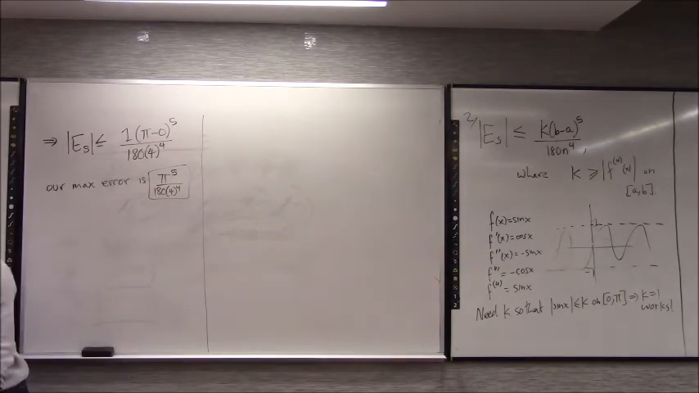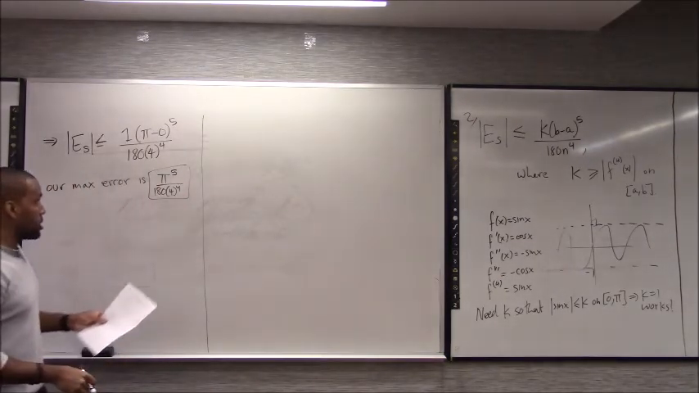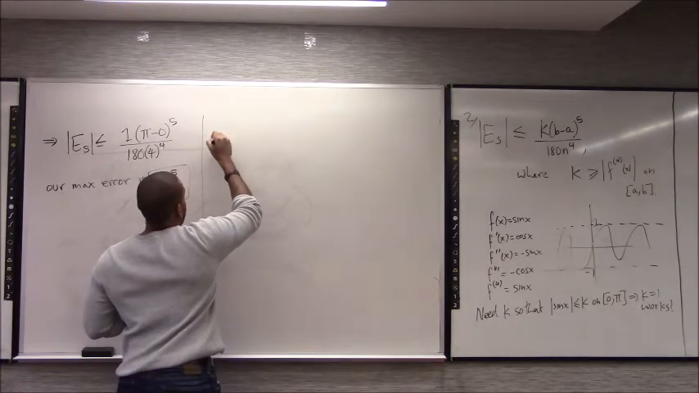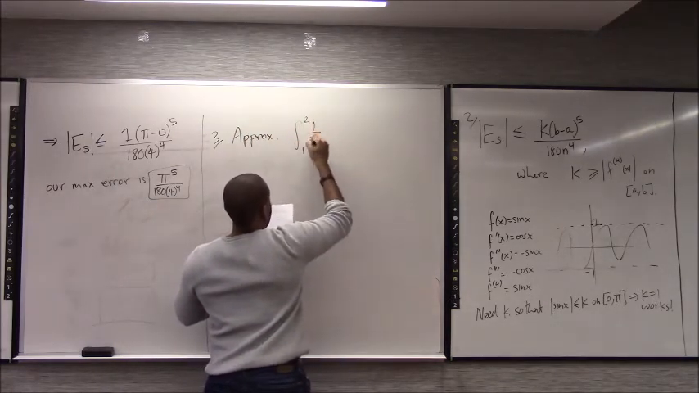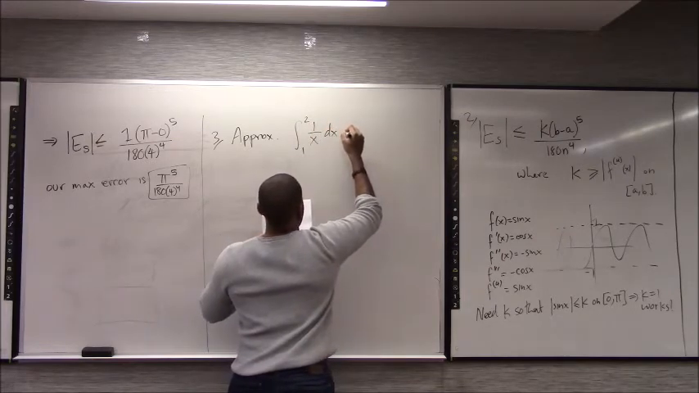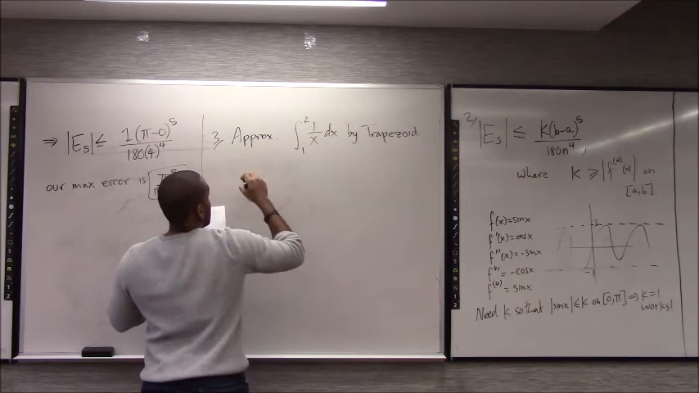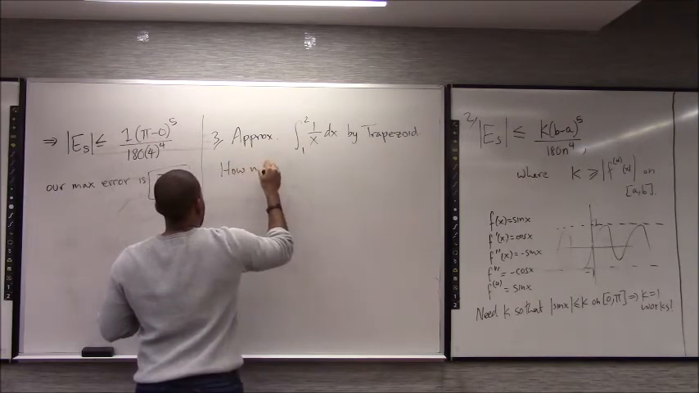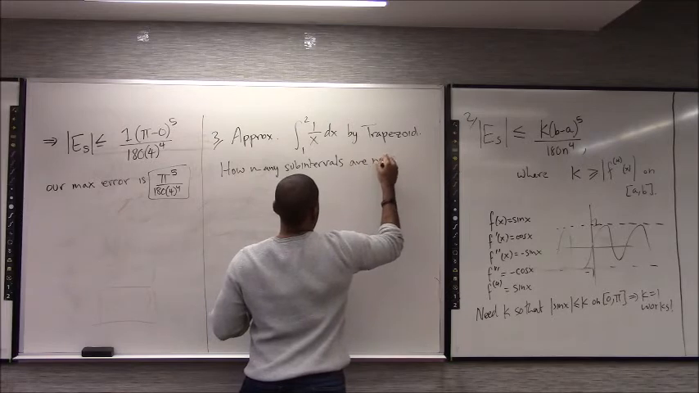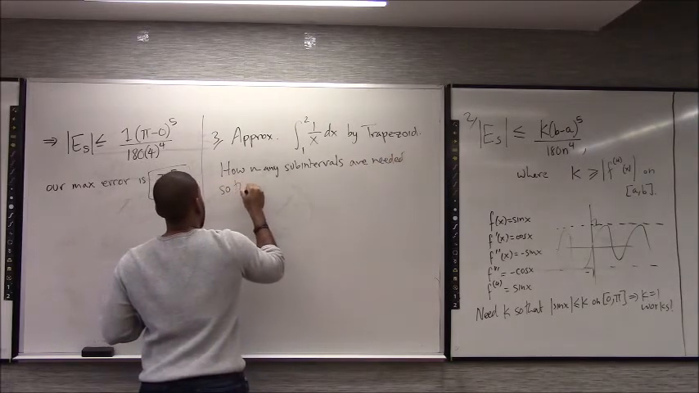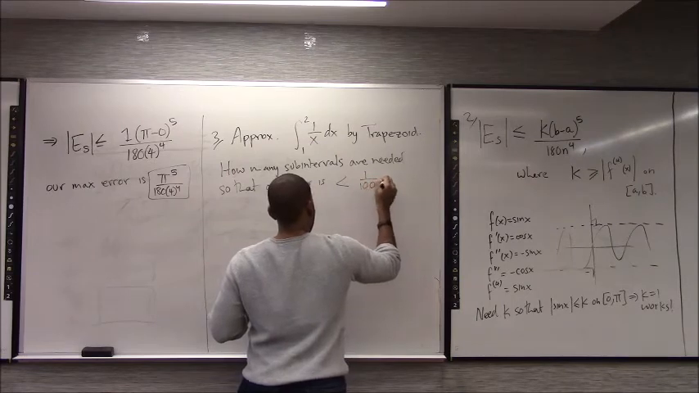Now again, this integral isn't terribly difficult, because I don't want you to focus on how terrible the integral looks. I want you to focus on the actual approximations that we're doing. So this is example 3, we're approximating the integral from 1 up to 2 of 1 over x by the trapezoid rule. Then the question is, how many subintervals are needed so that our error is less than 1 over 100? So that's the question.